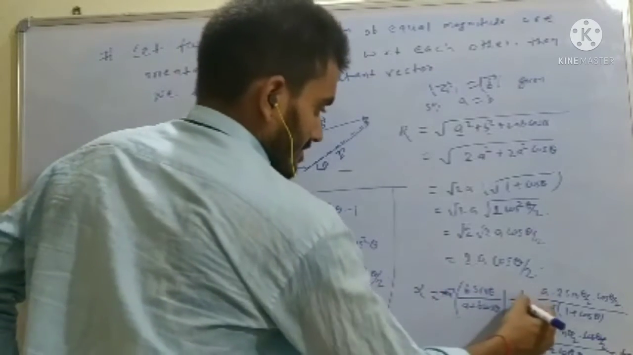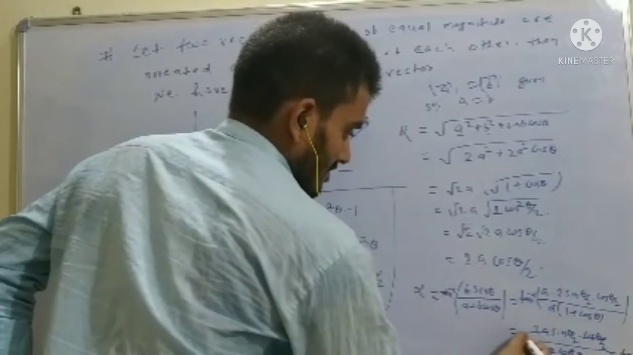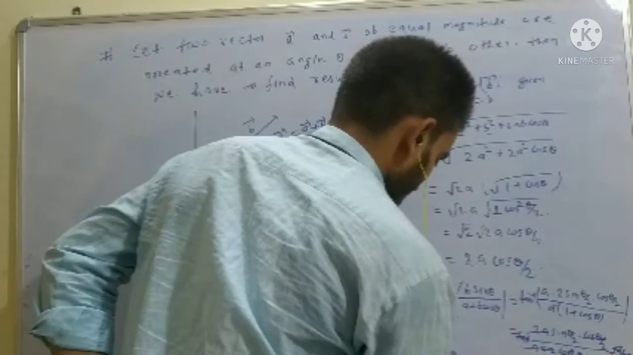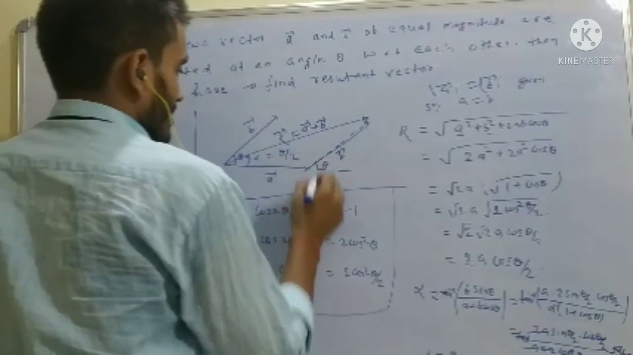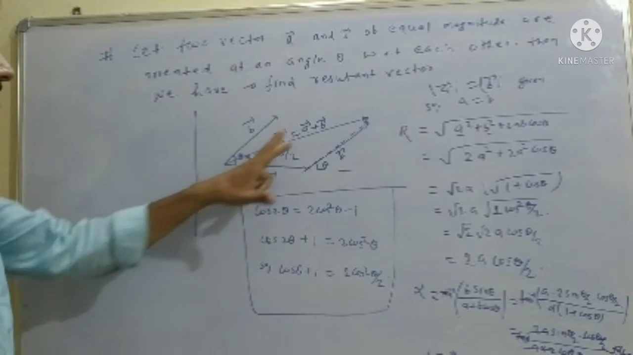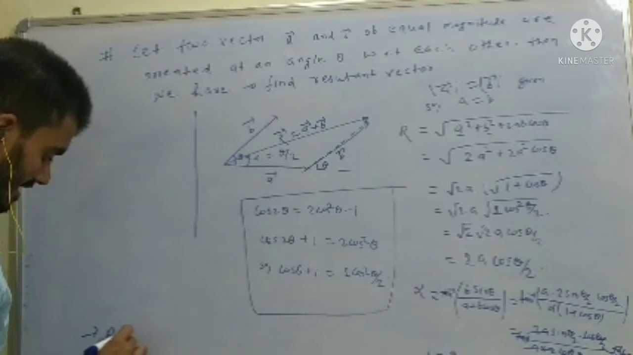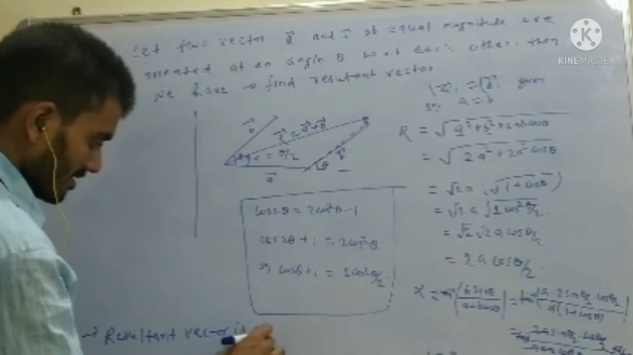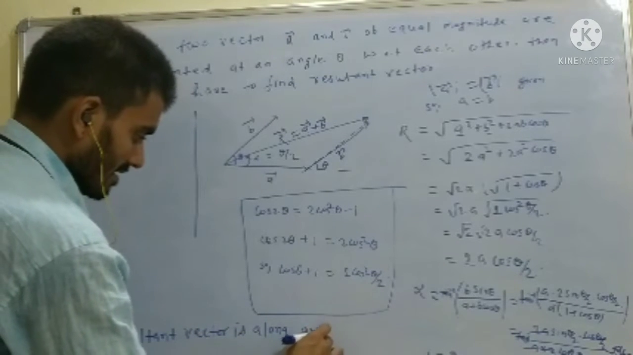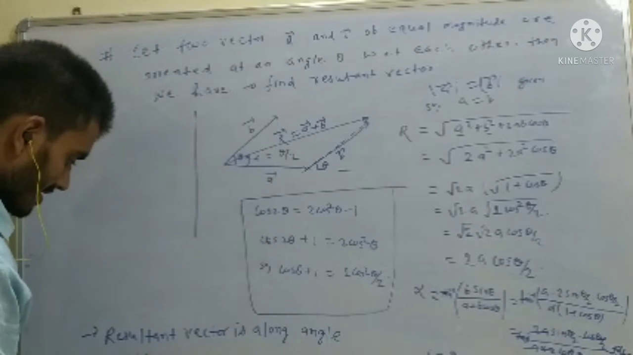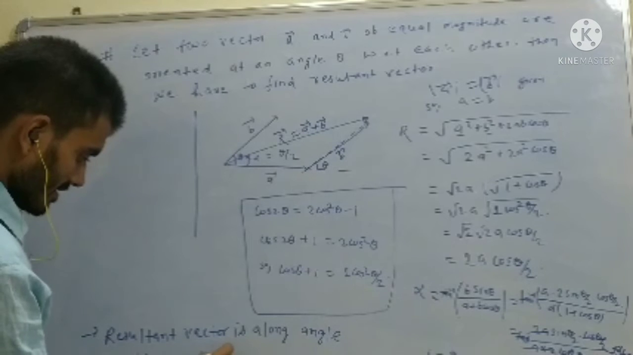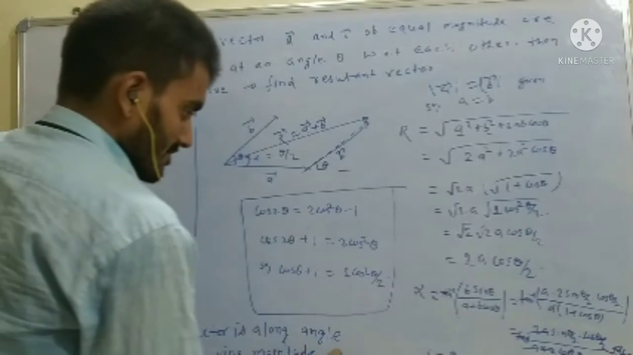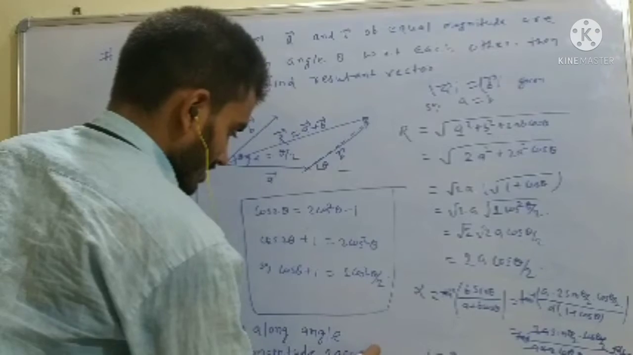Tan inverse, alpha equal to theta by 2. The result is that the resultant vector is along the angle bisector, having magnitude 2a cos theta by 2.